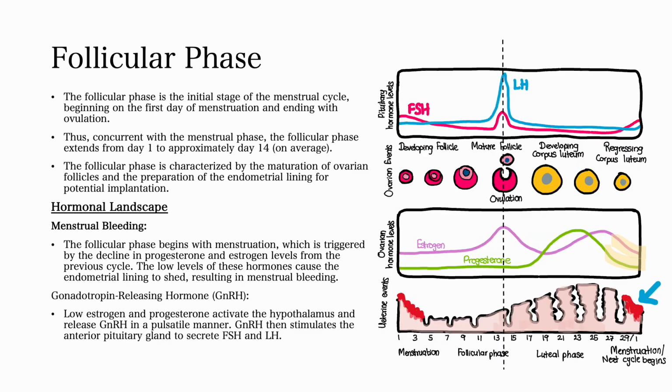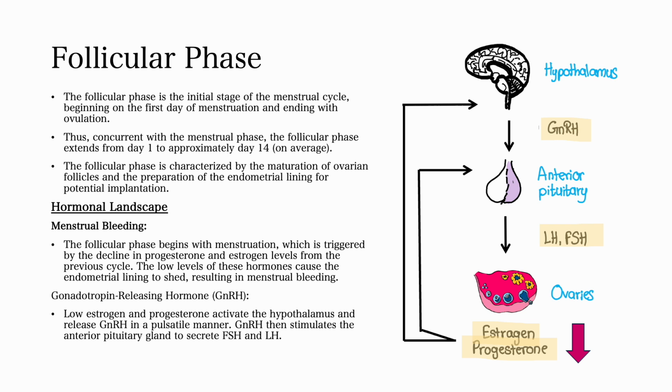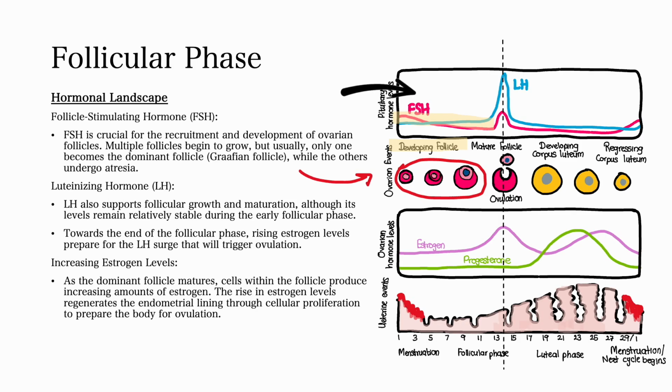The follicular phase begins with menstruation, which is triggered by a decline in progesterone and estrogen levels from the previous cycle. The low levels of these hormones cause the endometrial lining to shed, resulting in menstrual bleeding. Low estrogen and progesterone activate the hypothalamus, which releases gonadotropin-releasing hormone in a pulsatile manner. Gonadotropin-releasing hormone then stimulates the anterior pituitary gland to secrete FSH and LH. Follicular-stimulating hormone is crucial for the recruitment and development of ovarian follicles, as was mentioned before.